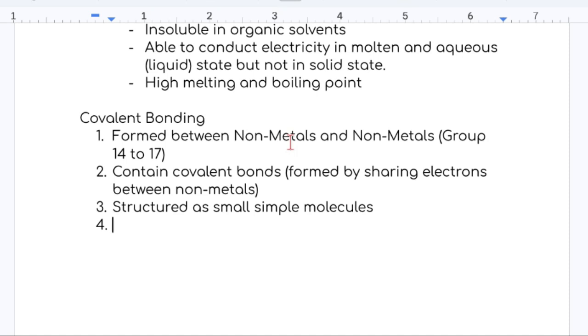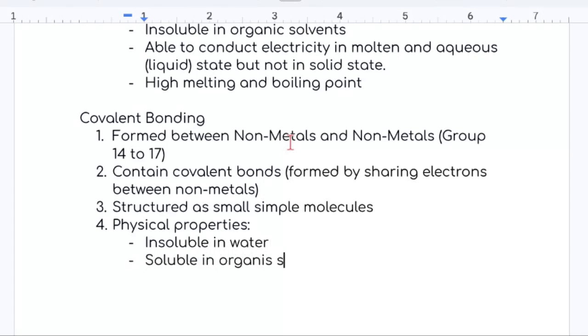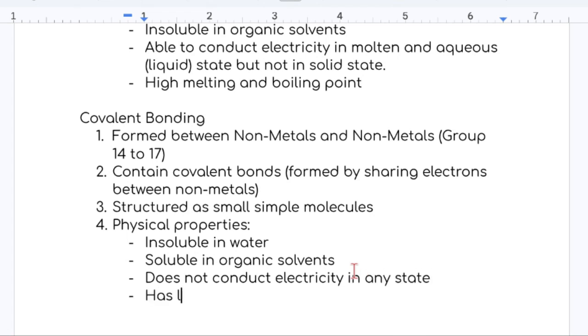Fourth, like I said earlier, covalent bonding also has its own physical properties. For example, they are insoluble in water, they are soluble in organic solvents, and they do not conduct electricity in any state, and it also has a low melting and boiling point.